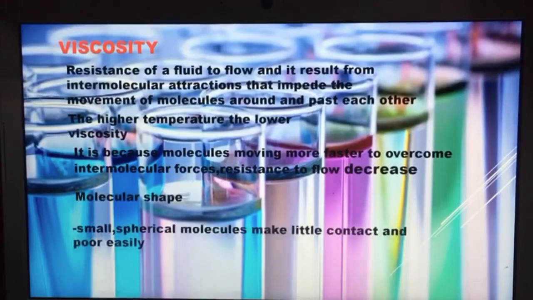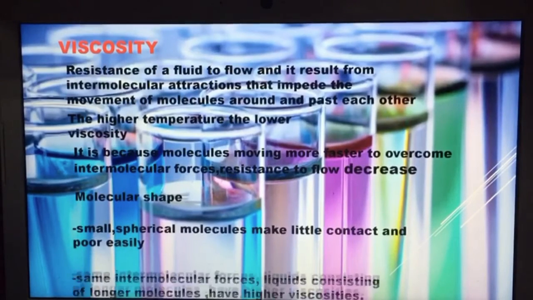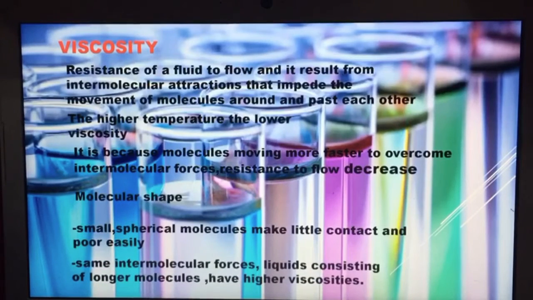Molecular shape. Small spherical molecules make little contact and pull apart easily. With the same intermolecular force, liquids consisting of longer molecules have higher viscosities.